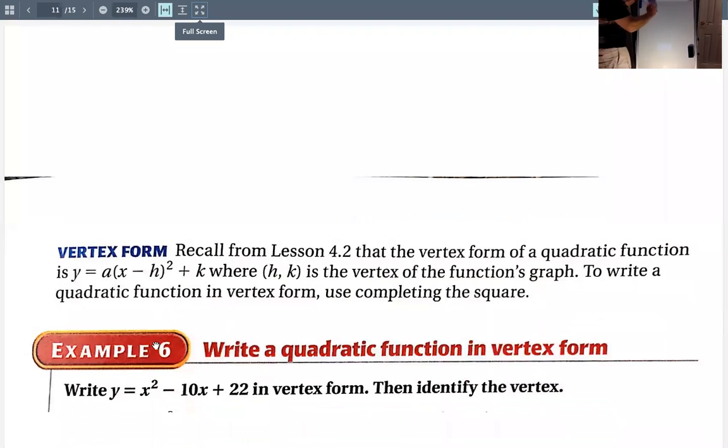Start working on this. Rewrite this one in vertex form. Now you're going to learn how to rewrite the equation in vertex form using what we just learned. See if you can put that together.